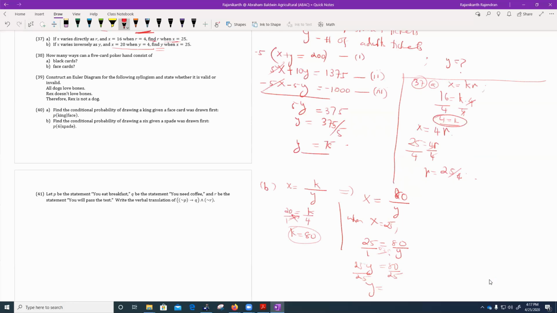Therefore my y is 80 over 25. So that is, could you simplify? 80 over 25. So that should be 60 over 5, right? That is 3.2.